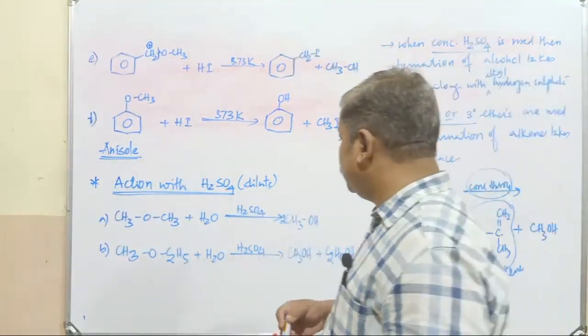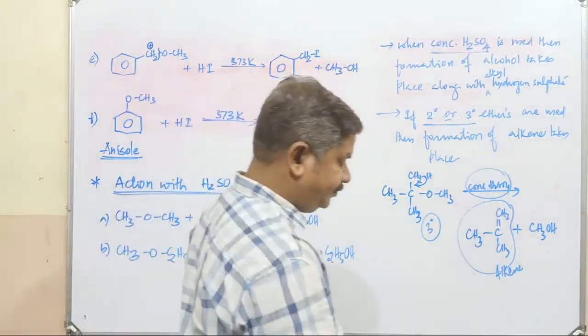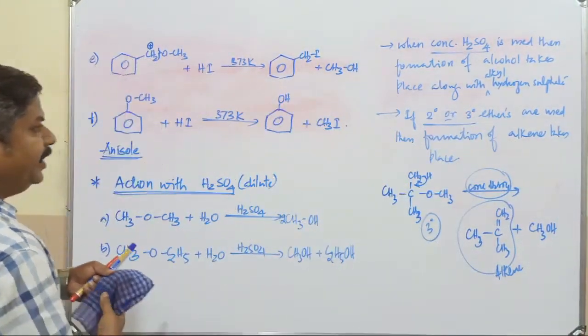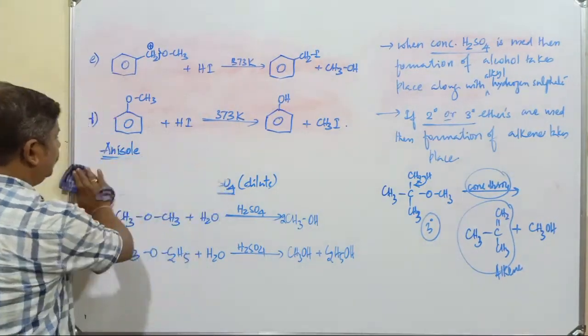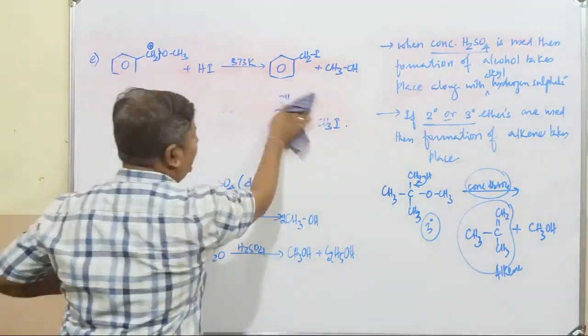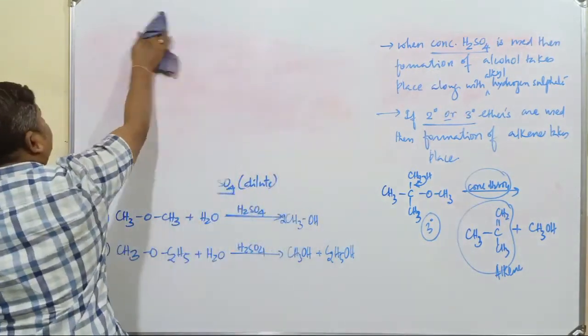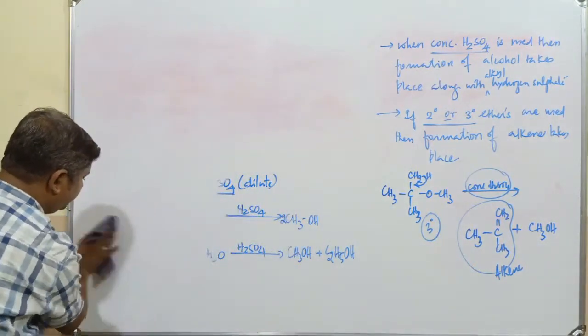An alkene compound is formed in the presence of concentrated sulfuric acid if the ether is a tertiary ether. In all these reactions, which bond is cleaved? The carbon and oxygen bond is cleaved in these reactions.